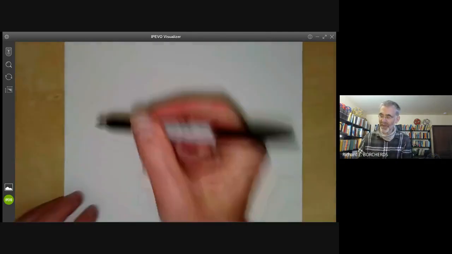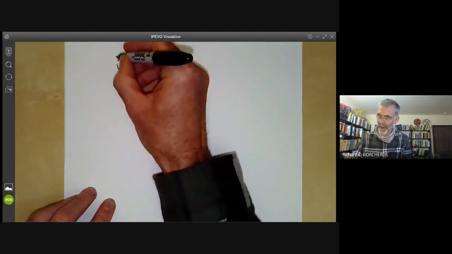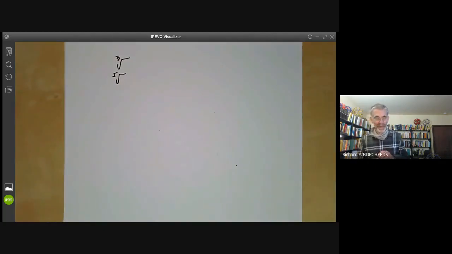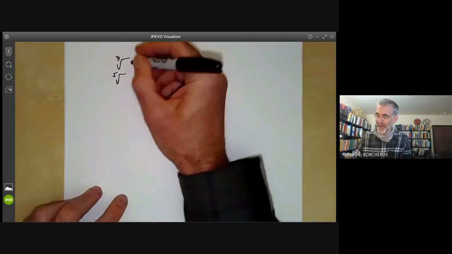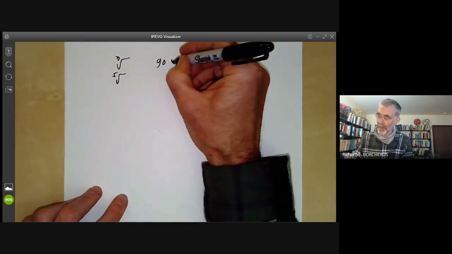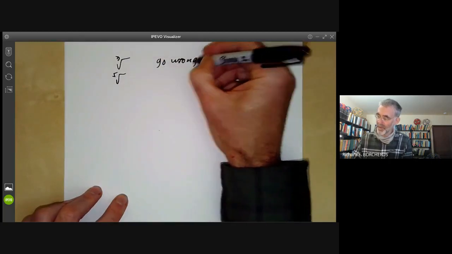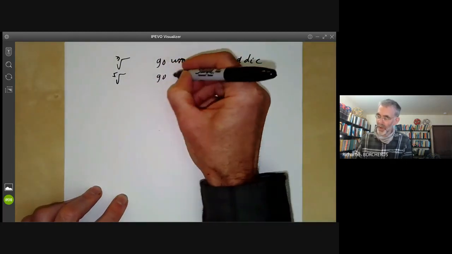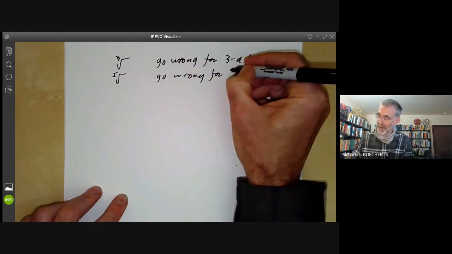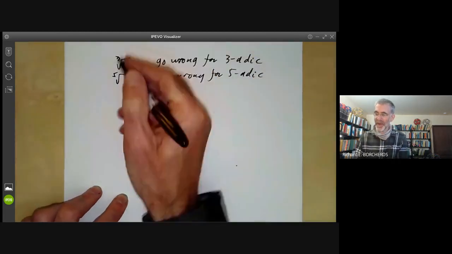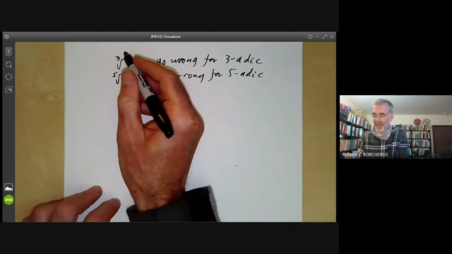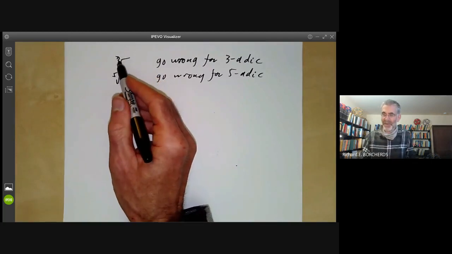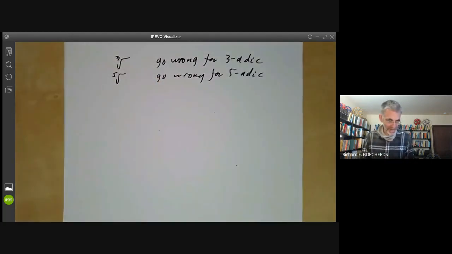Well, obviously, you can ask about cube roots and fifth roots and any other sort of roots you like. I'm not going to discuss this because they aren't too different from the square roots. The only thing to notice is that cube roots go wrong for the three adic integers, and fifth roots go wrong for the five adic integers. And it's fairly obvious why: when you're working out square roots, you need to divide by 2 all the time. When you work out cube roots, you need to divide by 3 all the time, and so on. So for three adics, things are going to get messed up.